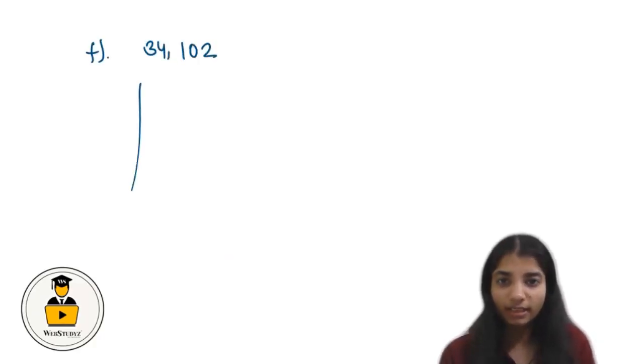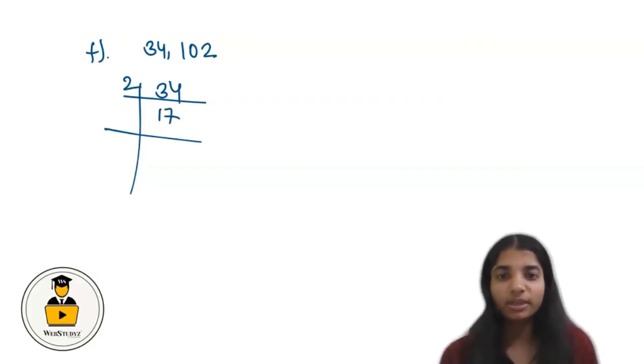Now let's move to the next part. So here in the F part we have to find the HCF of 34 and 102. Finding their factors. 34 is clearly visible as divisible by 2. So this is equal to 17. And 17 is divisible only by 1 or 17. So when we divide 17 by 17, we get 1.